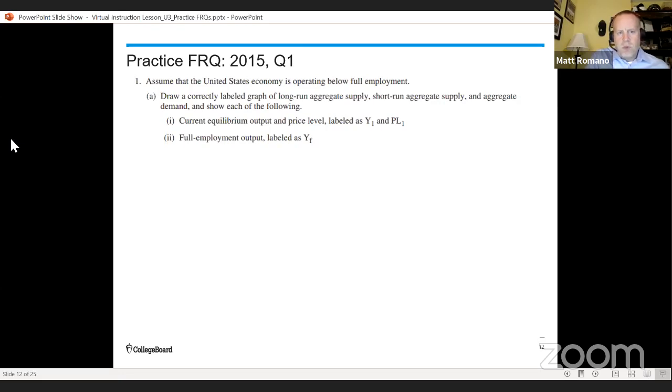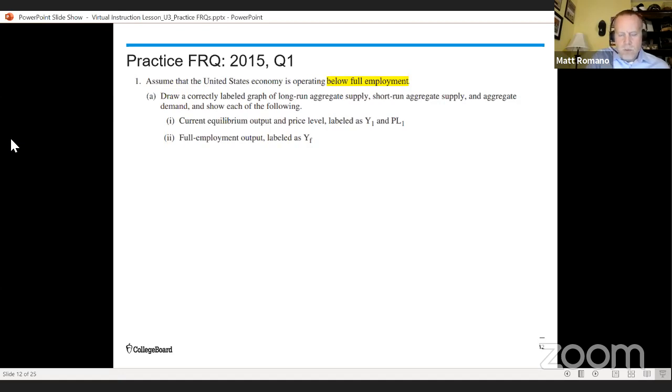Okay, so we're going to draw this graph. What do I need to do to draw it correctly? Well, obviously I need to know my axes, price level, real GDP. Got to put my curves, downward sloping AD, upward sloping SRAS, but I've got to include LRAS and YF, and I've got to know where that goes, and that's step one. It's right there in our opening sentence.